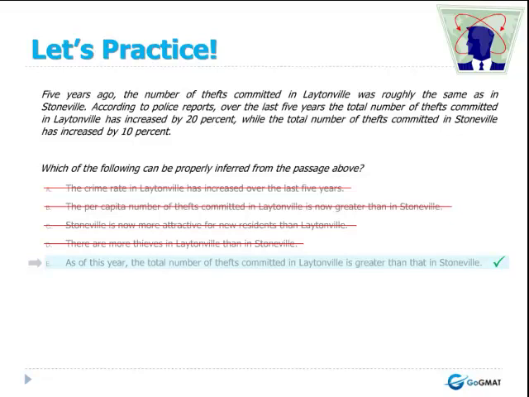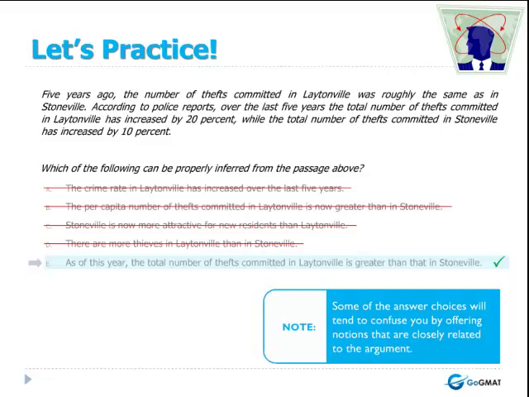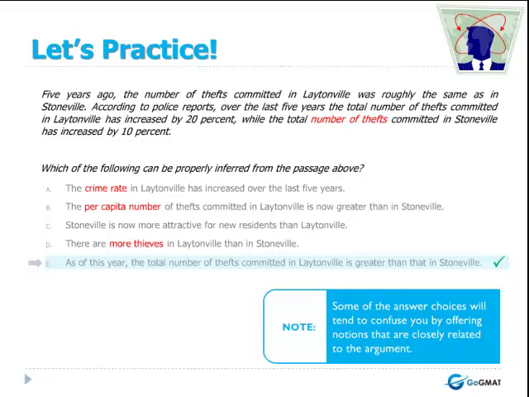Choice E is correct. You have to be very careful when reading GMAT arguments and picking the correct answer. Some of the answer choices will tend to confuse you by offering notions that are closely related to the argument. In this example, number of thefts got mixed up with number of thieves, per capita number of thefts, and crime rate. You have no information about any of them, however. They are all outside the scope of this argument. All the argument considers is the number of thefts, and its conclusion cannot go any farther than that.